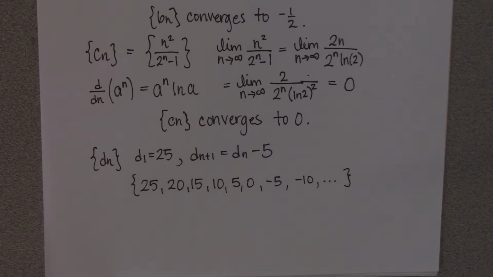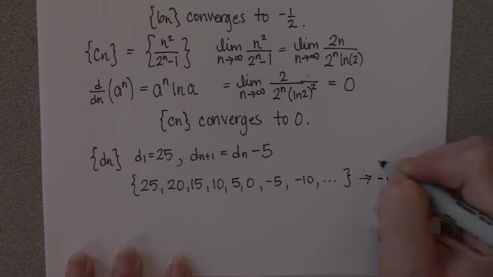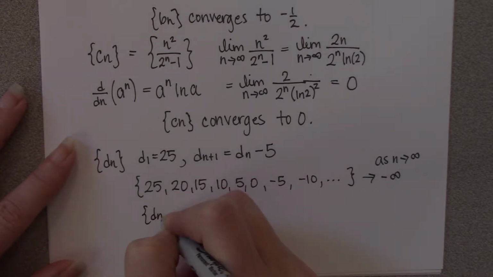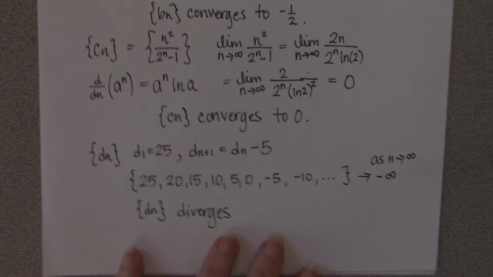So if you actually line out this sequence, it's very obvious what the limit of this is. If you look at these terms as we keep going, as n goes to infinity, the numbers are getting really, really big negatively. So the limit of this is going to negative infinity as n goes to infinity. You can just see it happening. It's just going to keep plummeting down to negative infinity. So if the limit doesn't exist, we say the sequence diverges.